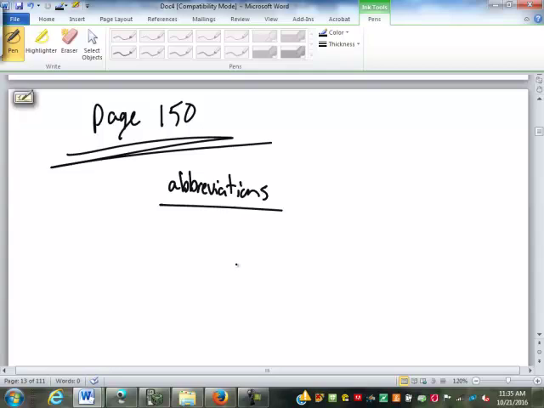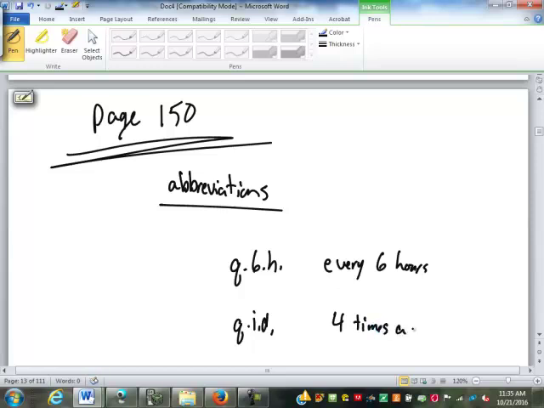If you see Q6H, you need to know that means every 6 hours. Or if you see QID, you need to know that means 4 times a day.